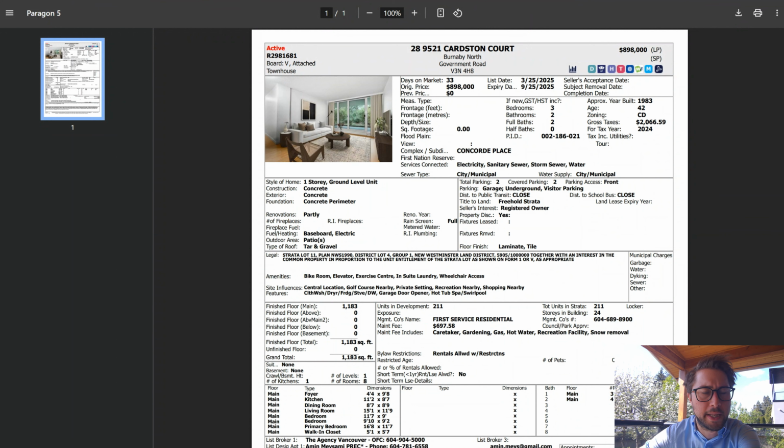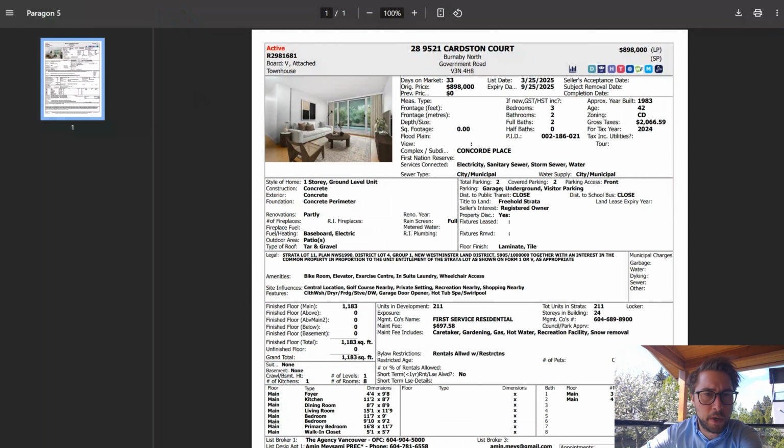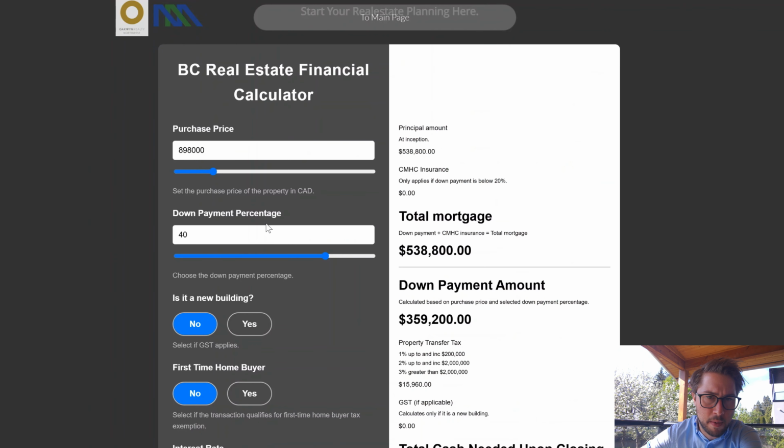I thought of it like this: somebody who's interested in downsizing, or maybe has a little extra capital and is looking to invest it, and potentially make that unit their downsizing home for the future. So we'll start with the purchase price. We enter the 898 that we get from here, and then our projected down payment. I'm projecting about 40%.